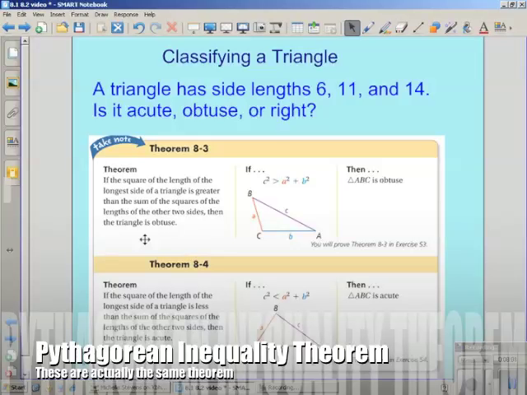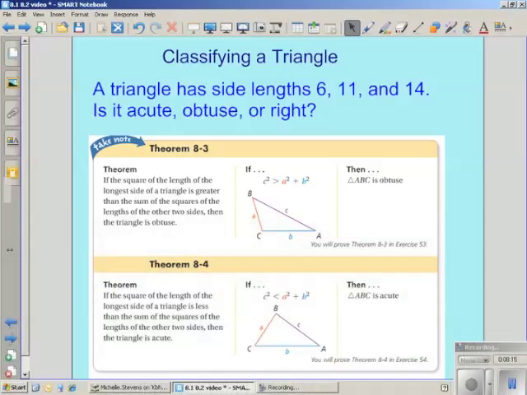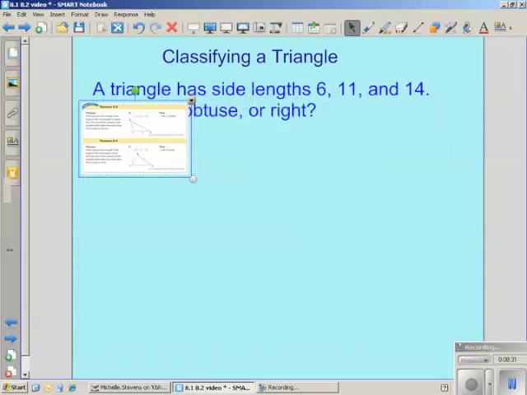These two theorems state if the square of the hypotenuse is greater than the sum of the squares of both legs, then it is an obtuse triangle. If the square of the length of the longest side, the hypotenuse, is less than the sum of the squares of the lengths of the two other sides, then the triangle is an acute triangle. Let's solve this one right here.